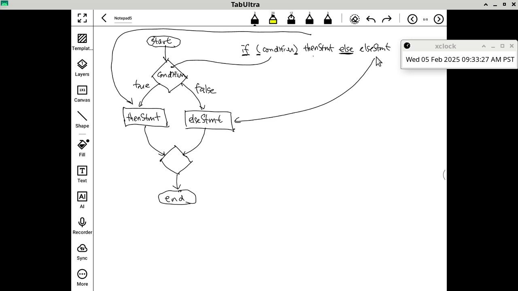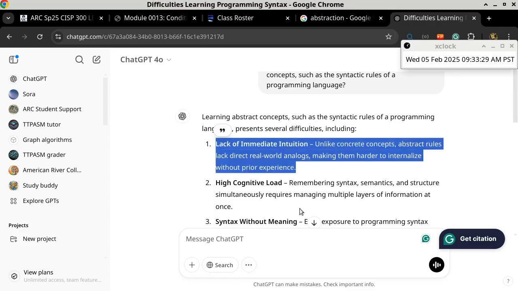Okay. But I do want to go back here, okay? High cognitive load, remembering syntax, semantics, and structure simultaneously, requires managing multiple layers of information at the same time.